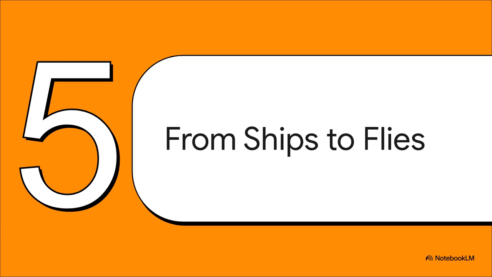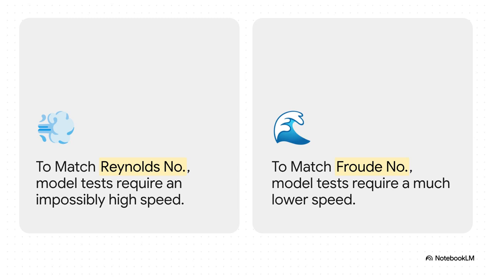But it's not always that easy. In the car example, we just had to worry about one magic number. What happens when a problem has two competing numbers? This is where engineers really have to get clever. Let's go back to our warship. For ships, two numbers are super important. The Reynolds number for skin friction and the Froude number for making waves. But here's the catch-22. To match the Reynolds number, you'd have to tow the model impossibly fast. But to match the Froude number, which governs the waves, you have to go really slow. You can't do both at once. So engineers have to choose. For a ship, waves are the biggest deal, so they match the Froude number and then use calculations to correct for the rest.